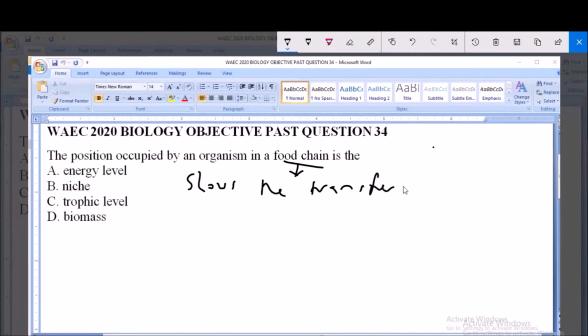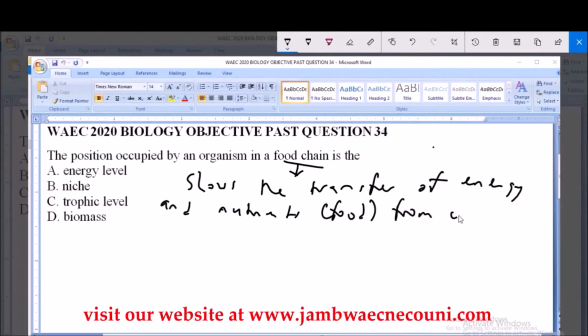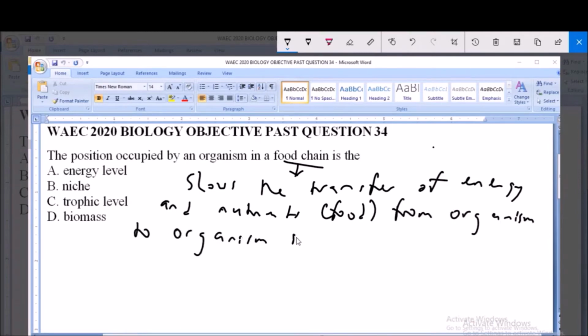Now, a food chain is a diagrammatic representation, or basically a pictorial representation that shows the transfer of energy and nutrients, that is food, from organism to organism in a feeding pathway. So this is an example of a food chain.